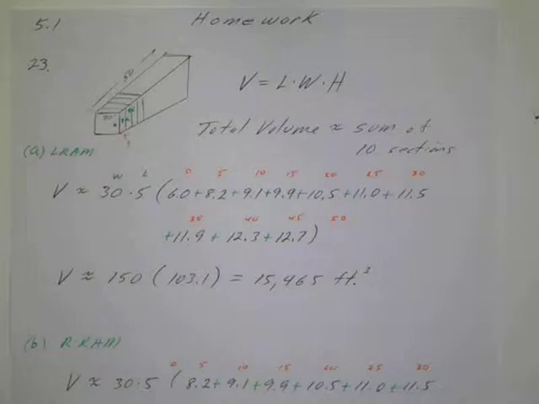Okay, section 5.1, number 23. This was a swimming pool, and we wanted to find volume. The volume of water in a rectangular swimming pool that is 30 feet wide and 50 feet long. You have a table that gives you the depth H of the water at 5-foot intervals from one end of the pool to the other.